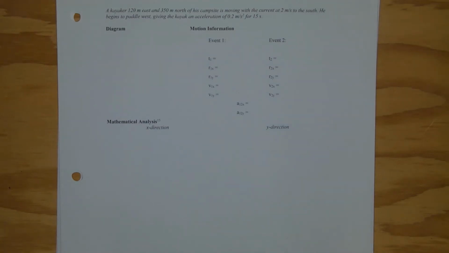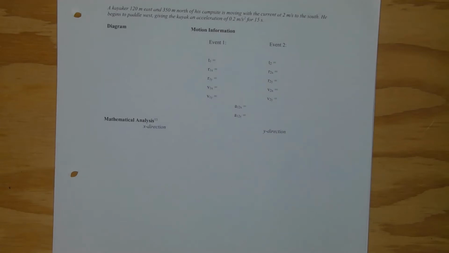A kayaker 120 meters east and 350 meters north of his campsite is moving with the current at 2 meters per second to the south. He begins to paddle west, giving the kayak an acceleration of 0.2 meters per second squared for 15 seconds.